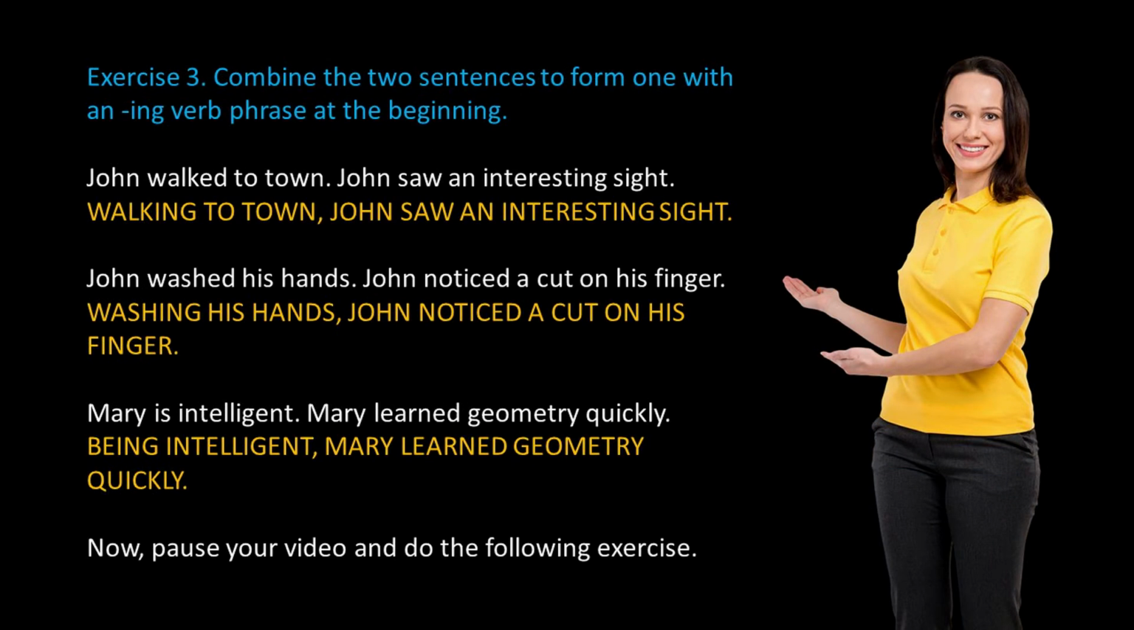Exercise 3. Combine the two sentences to form one with an -ing verb phrase at the beginning. John walked to town. John saw an interesting sight. Walking to town, John saw an interesting sight. John washed his hands. John noticed a cut on his finger. Washing his hands, John noticed a cut on his finger. Mary is intelligent. Mary learned geometry quickly. Being intelligent, Mary learned geometry quickly. Now, pause your video and do the following exercise.